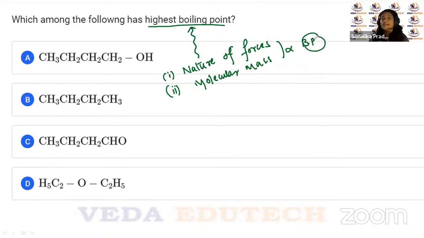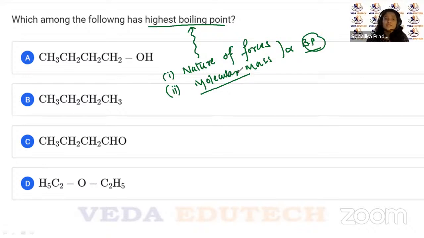The one which has a higher or stronger bond strength is going to have a higher boiling point, whereas the one which has a lower bond strength is going to have a lower boiling point. Same goes for molecular mass. When the molecular mass is higher, the van der Waals forces of attraction are more, and that is going to cause the boiling point to be very, very high.